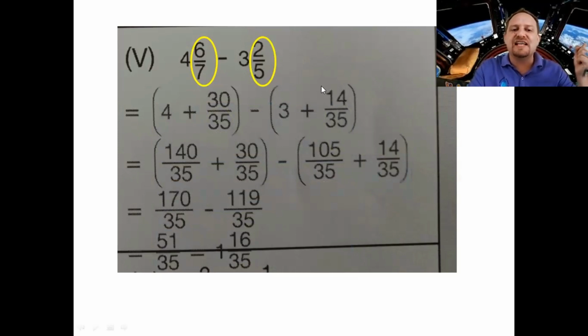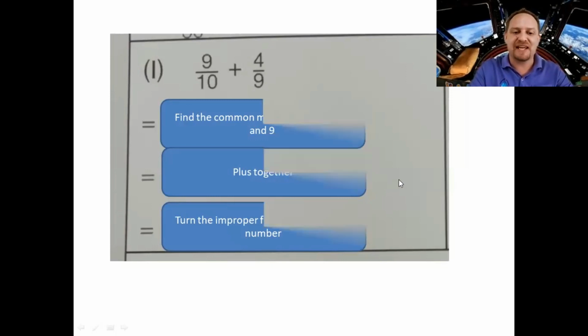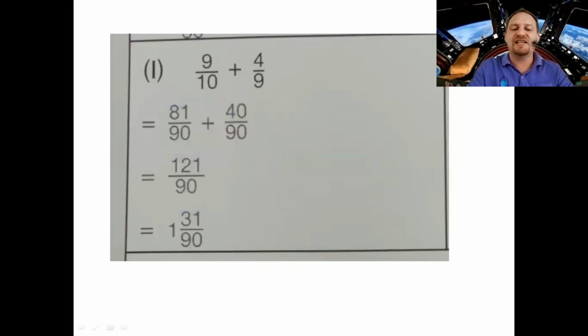So they turn these mixed numbers into improper fractions, okay? We ended up with 170 minus 119, which is 51 over 35. 51 divided by 35 was 1 and 16 over 35. Good, let's go to the letter I. First job, find the common multiple between 10 and 9. That would be 90. Okay, plus together and turn back into a mixed number. What did we get? 1 and 31 over 90 was your answer.